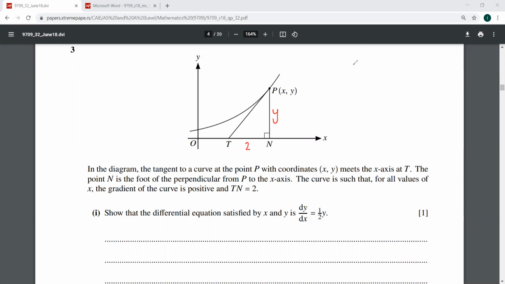So guys, the gradient of the curve is basically dy by dx. And you see this is a tangent over here. So the gradient of this line PT is also y over 2. And this gradient of PT and dy by dx are the same thing. So you can write it as y over 2. So this is justified, that your dy by dx is going to be half y.